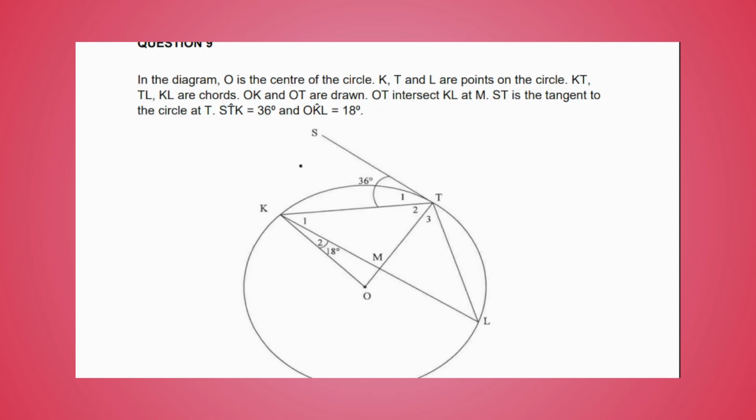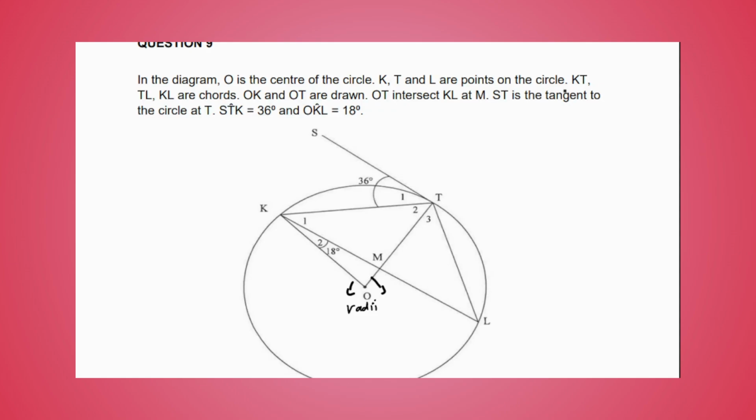When you see center, your brain should be thinking of things like radii, right? These and these, they're both radii. The other thing you should be thinking of as center is angle at center 2 times angle at circumference. This is an angle of center, right? Or angle at the center.